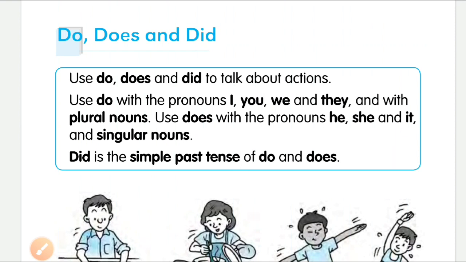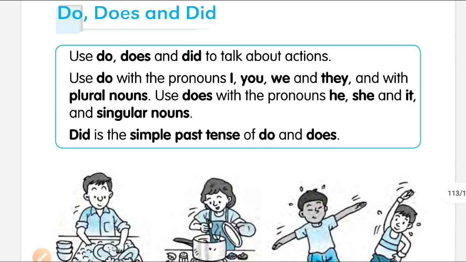We are in the final steps of verbs. This is all about do, does, and did. Mostly used in English grammar while we are writing different types of sentences. Do is used with the pronouns I, you, we, and they, and it with plural nouns. Does is used with he, she, it with singular nouns. So you have to remember do and does have the same meanings, but do is used before plural and does is used before singular nouns. But did is used for the past tense for both singular and plural nouns. So it is very much simple.